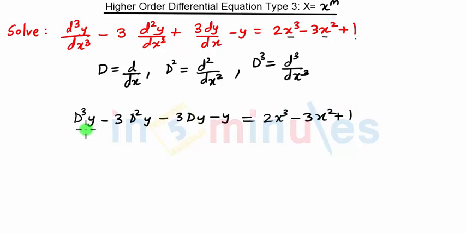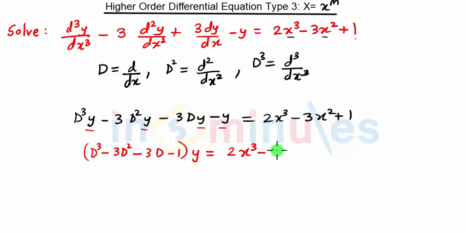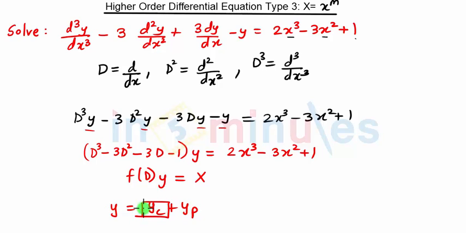Now from this equation, if I take y common, I will get d cube minus 3d square plus 3d minus 1 into y equal to 2x cube minus 3x square plus 1. As you can see, this equation is now of the form f of d into y equal to x. So the solution for this equation is given by y equal to yc plus yp, where yc is the complementary function and yp is the particular integral. So we will find yc.